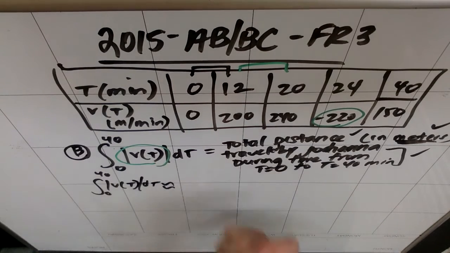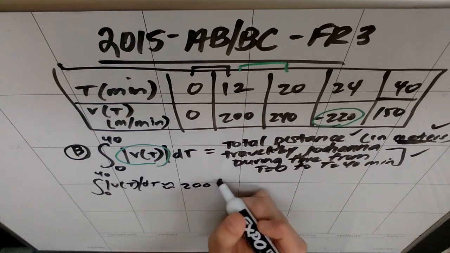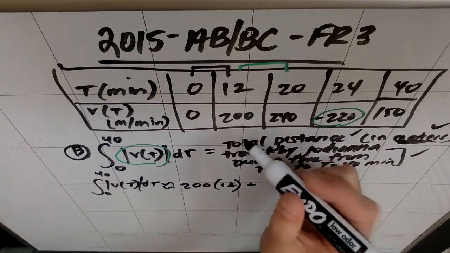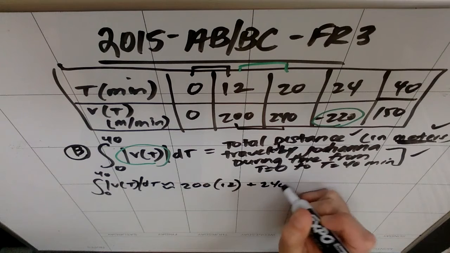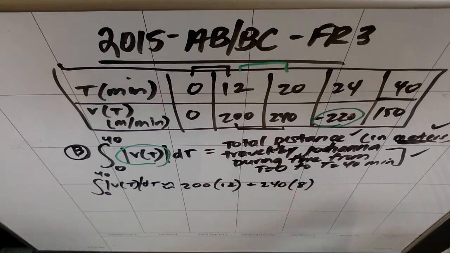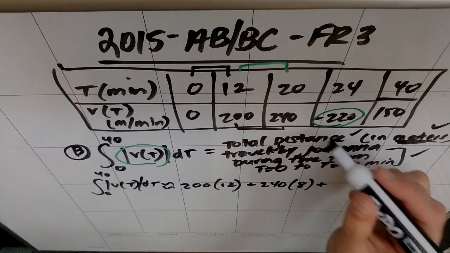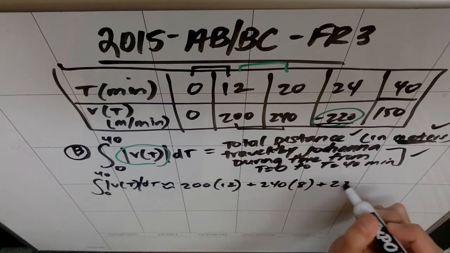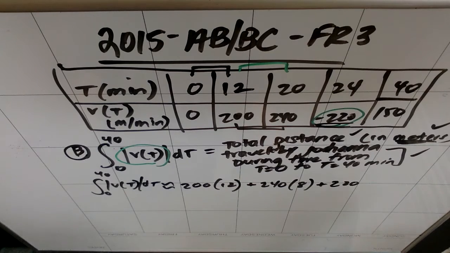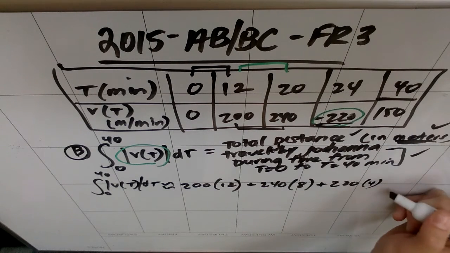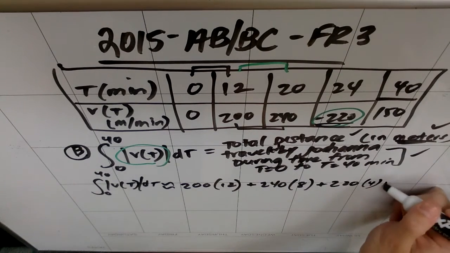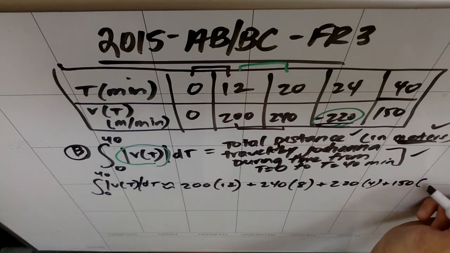And then I use the right endpoint. So it's going to be the right endpoint, 200 times that 12, plus, on this window, from 12 to 20, the right endpoint is the 240 times the width of that interval, which would be 8 because it's from 12 to 20. And then the next window, and this is where people tend to get it wrong, it's going to be a positive 220 because you're not doing the integral of velocity, you're doing the integral of speed, which is the absolute value of velocity. And that interval is 4 units wide because it goes from 20 to 24. And then the last one, if I use the right endpoint is a 150, and the width of that interval is a 16.